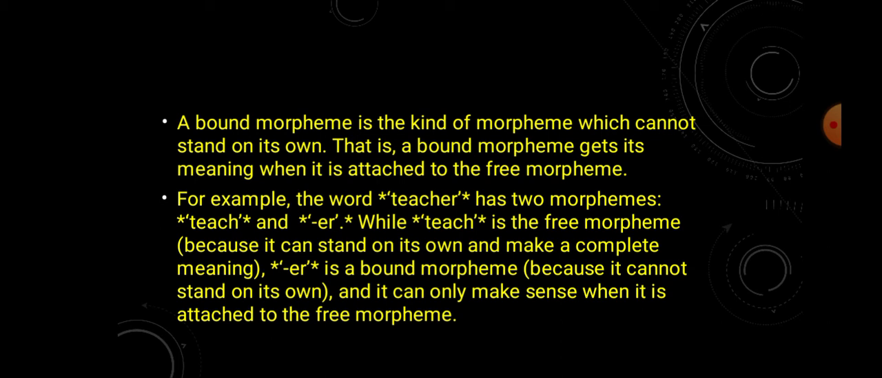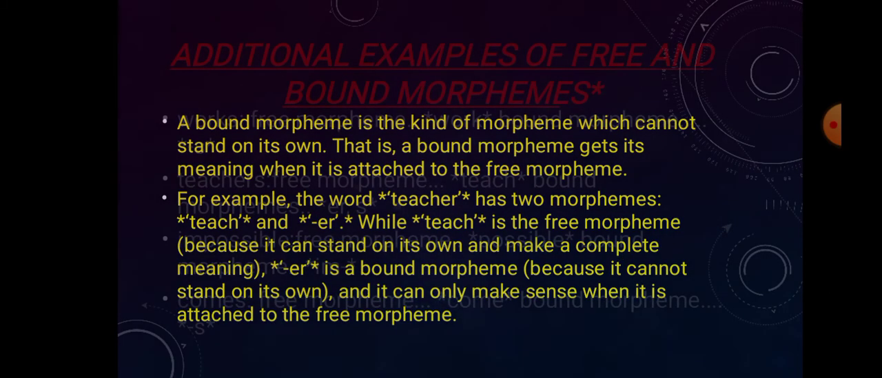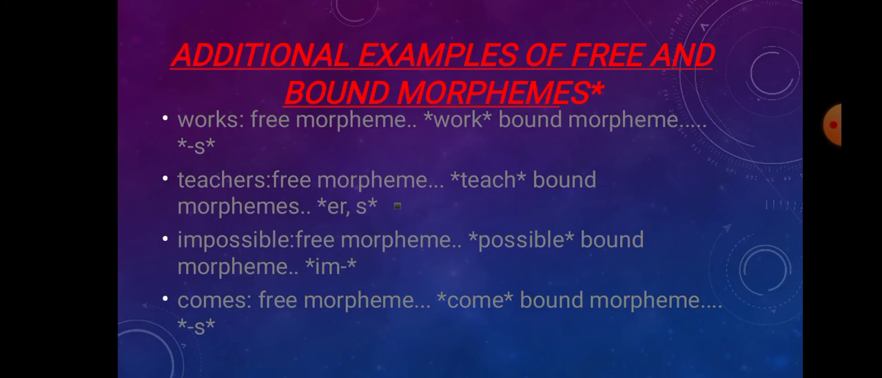For example, the word teacher has two morphemes, that's teach and er. Teach is the free morpheme because it can stand on its own and make a complete meaning or sense. Er is a bound morpheme because it cannot stand on its own and it can only make sense when it is attached to the free morpheme. So that's why when er is attached to teach, it makes meaning, that's teacher.